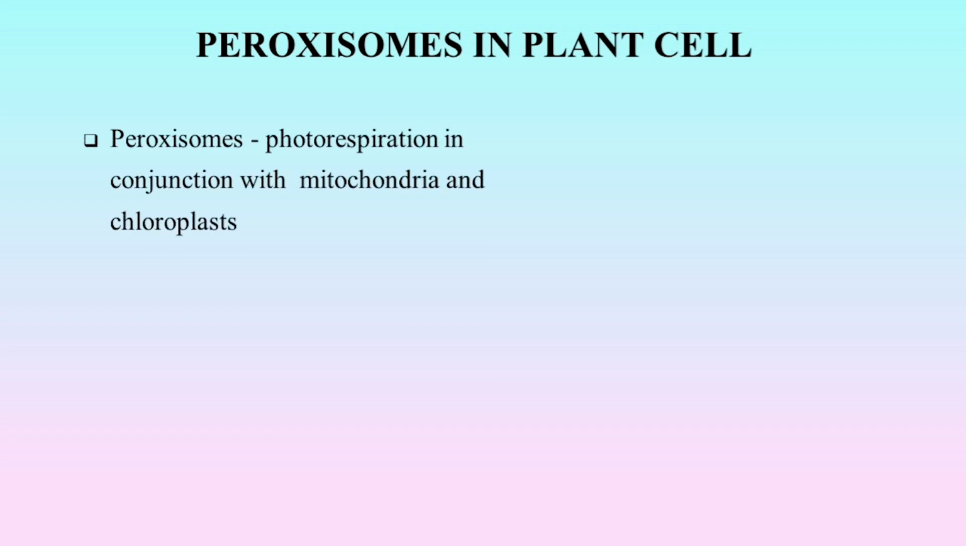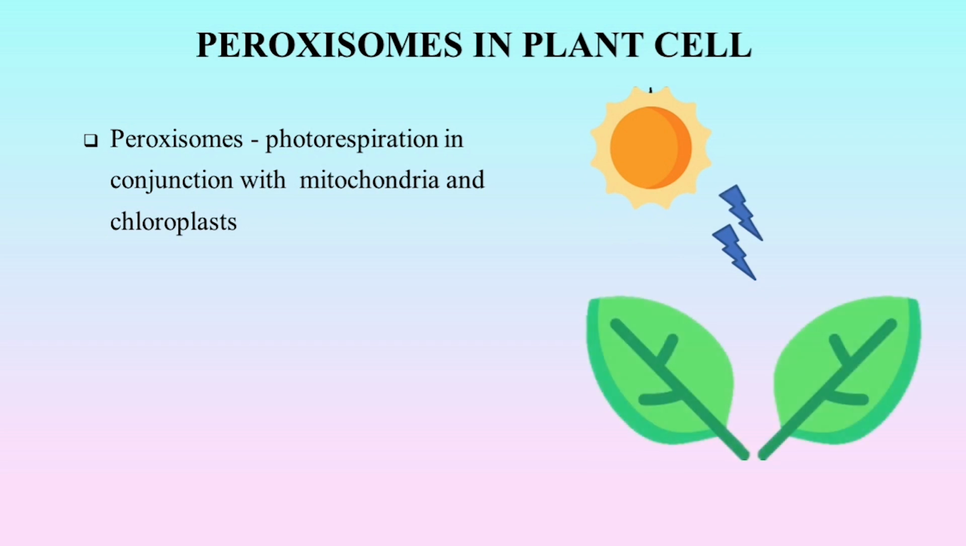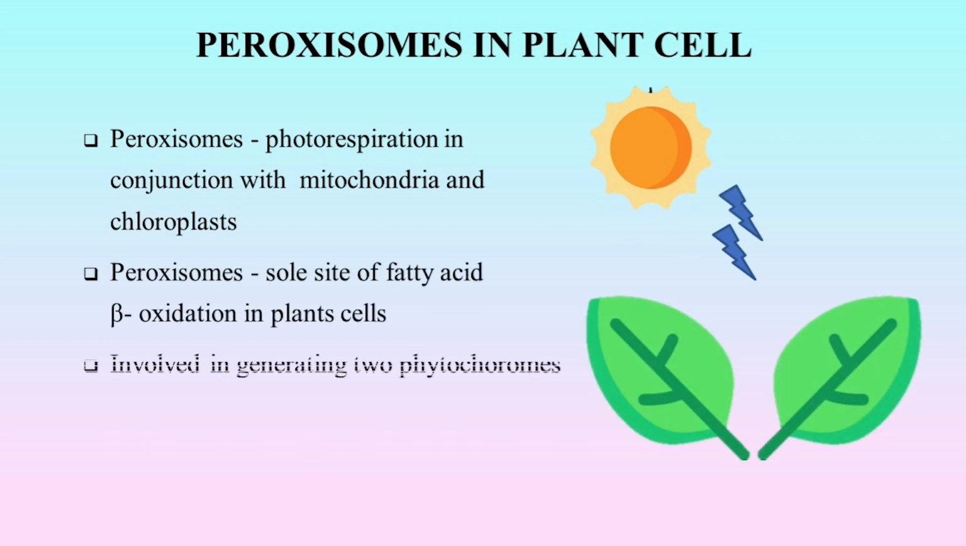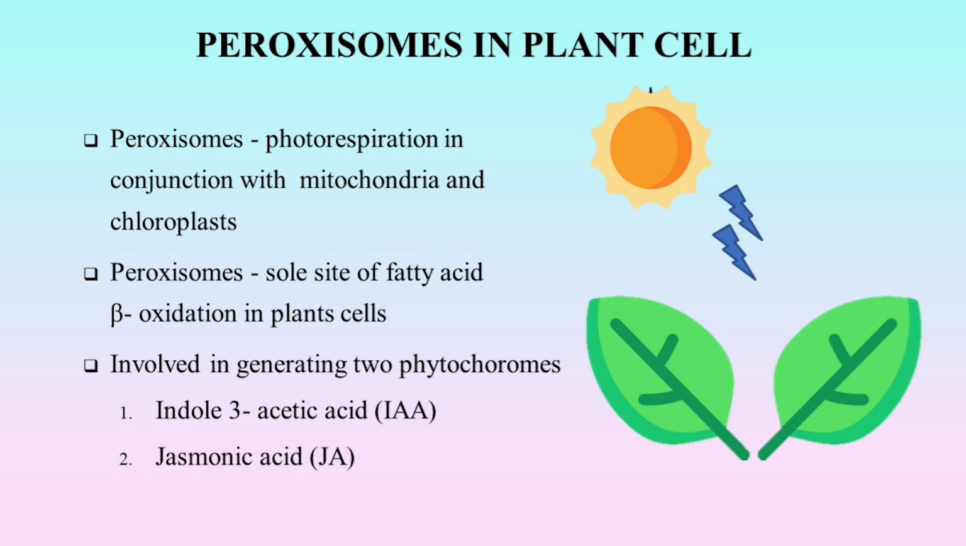Role of peroxisome in plant cell. Peroxisomes play an important role in photorespiration in conjunction with mitochondria and chloroplast. Peroxisomes are the sole site of fatty acid beta oxidation in plant cells and are involved in generating two signaling molecules, indole 3 acetic acid, otherwise known as IAA, and jasmonic acid, otherwise known as JA, which is involved in the translocation of lipid intermediates.